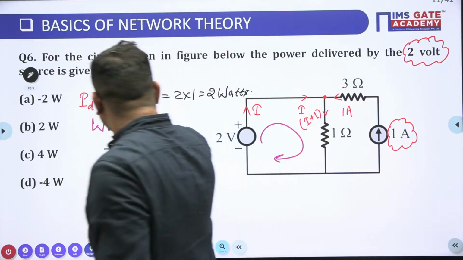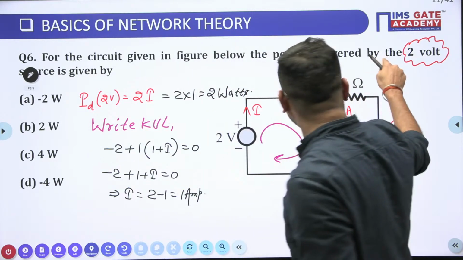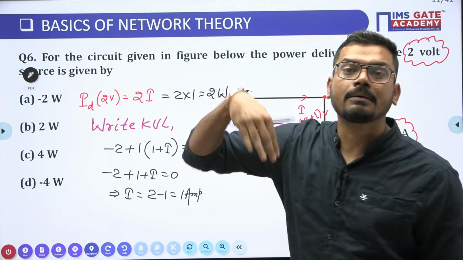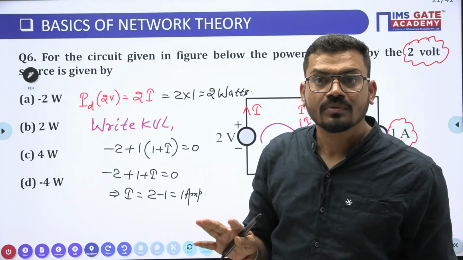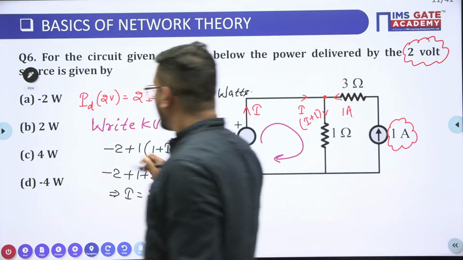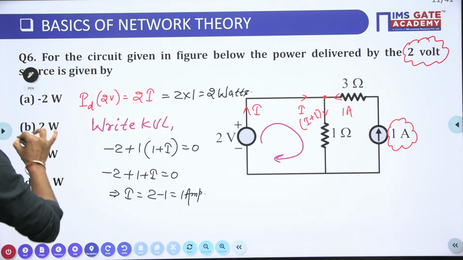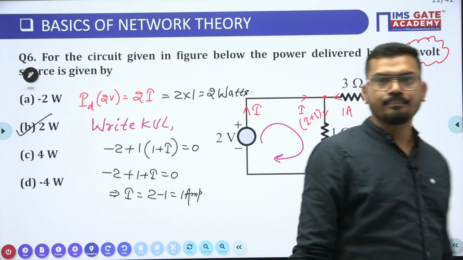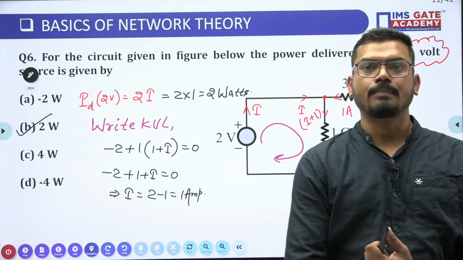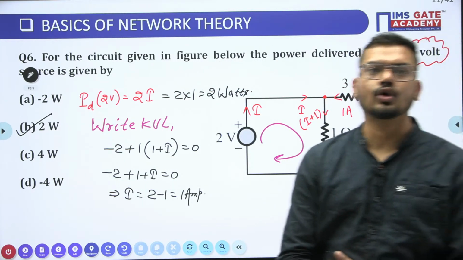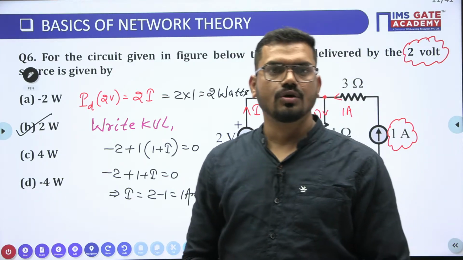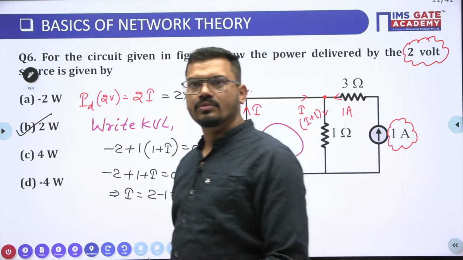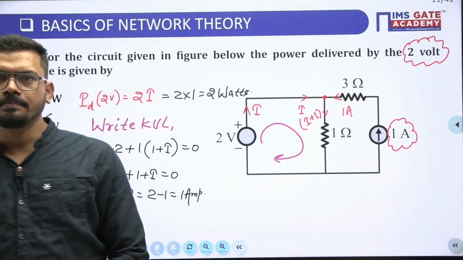Because it is delivering power, delivering power should be positive, and if delivering power is positive, it means absorbing power should be negative. Is it clear? So the correct answer is positive 2, which is 2 watt, guys. Yeah, very good, Rupesh. Power absorbed plus power delivered should be equal to 0. Exactly, very good. Is it clear to all, yes or no?